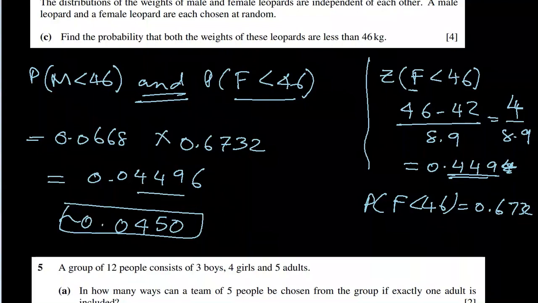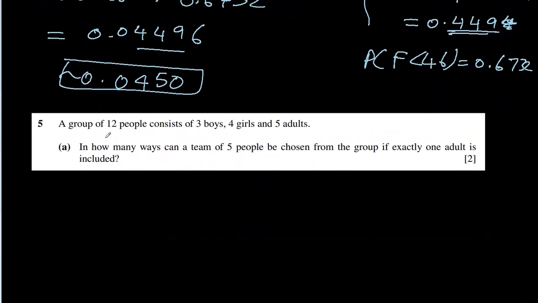Here is the question number 5. A group of 12 people consists of 3 boys, 4 girls and 5 adults. In how many ways can a team of 5 people be chosen? 5 we have to choose from the group if exactly one adult is included.